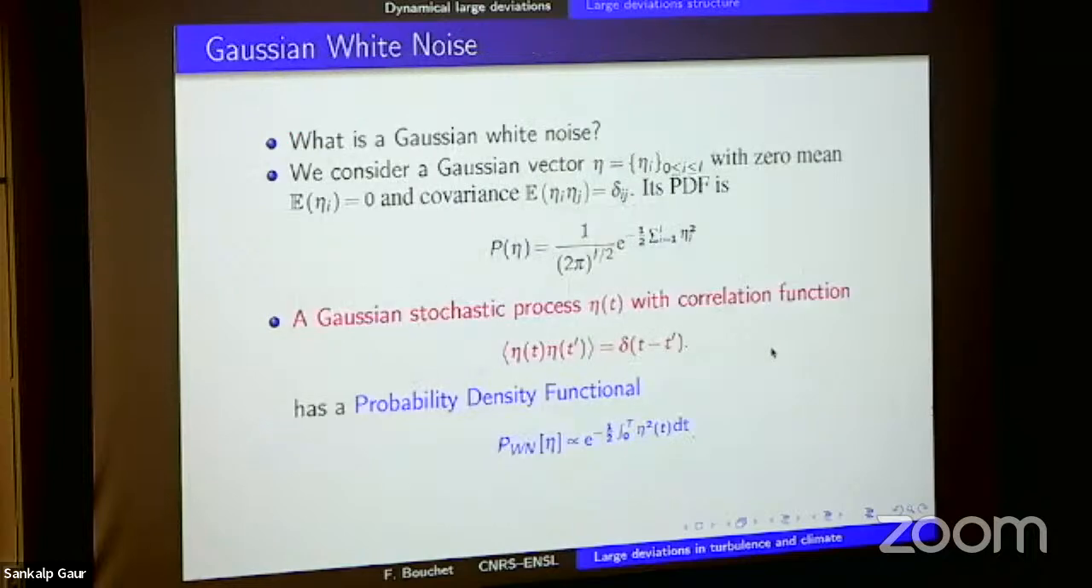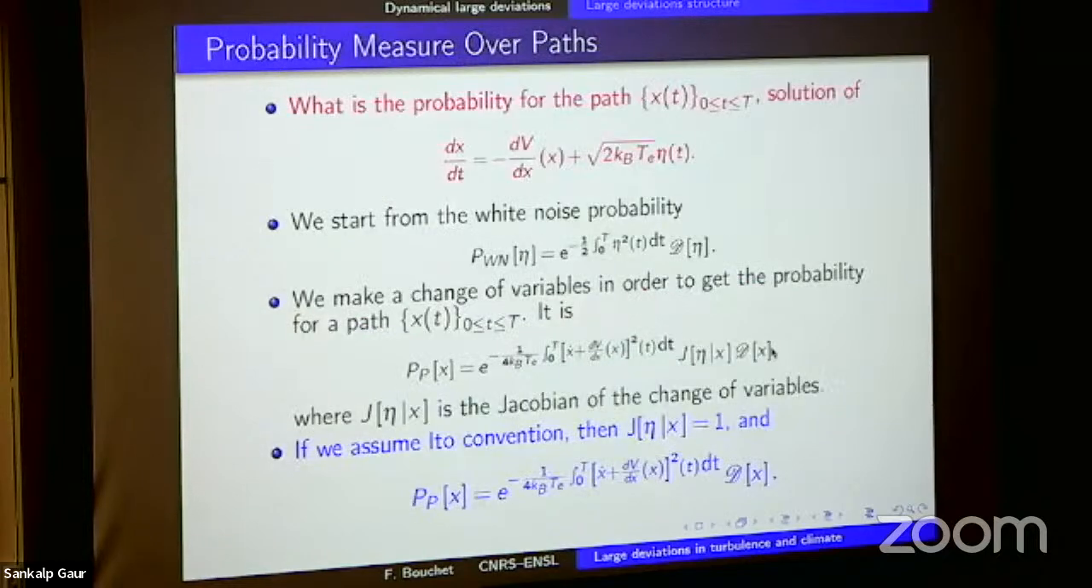Okay, so now you know what is the PDF for eta here, because by definition, eta is such a Gaussian white noise. So then if I want the distribution for x, the path x, so you see I will consider x of t, my path for the dynamics, with t between 0 and capital T. And then if I want to know the distribution for x, well, I know the one for eta, so this is an equation. So I just have to make a change of variable.